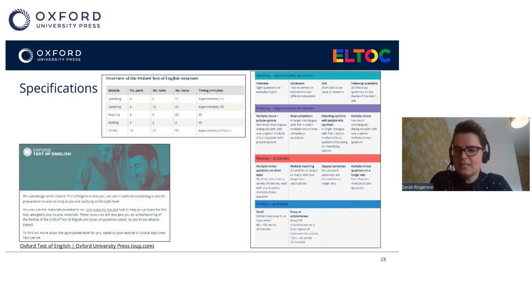For Oxford Test of English, which is my kind of baby, this is my job, we make sure that if you're going to do this kind of test, which is more of a formal test, students know what to expect. So you can go online, you can see the test specifications, you can see how many questions you're going to be asked, you can see on the reading test what the learning testing intentions are for each part of the reading test.